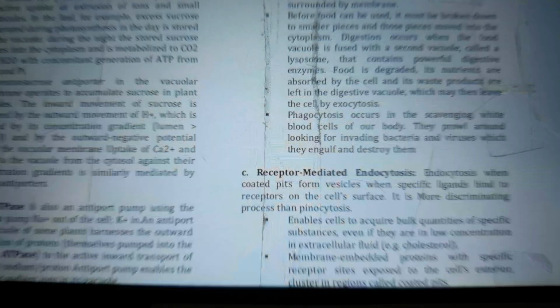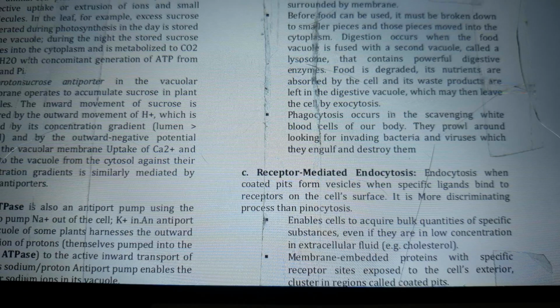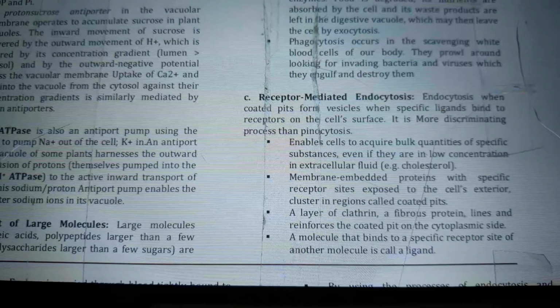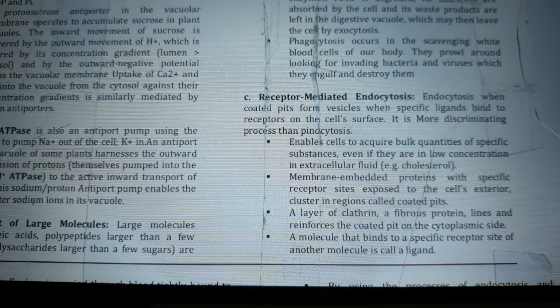Before the food can be used, it must be broken down to smaller pieces and those pieces moved into the cytoplasm. Digestion occurs when the food vacuole is fused with a second vacuole called a lysosome that contains powerful digestive enzymes. Food is degraded, its nutrients are absorbed by the cell, and its waste products are left in the digestive vacuole, which may then leave the cell by exocytosis.